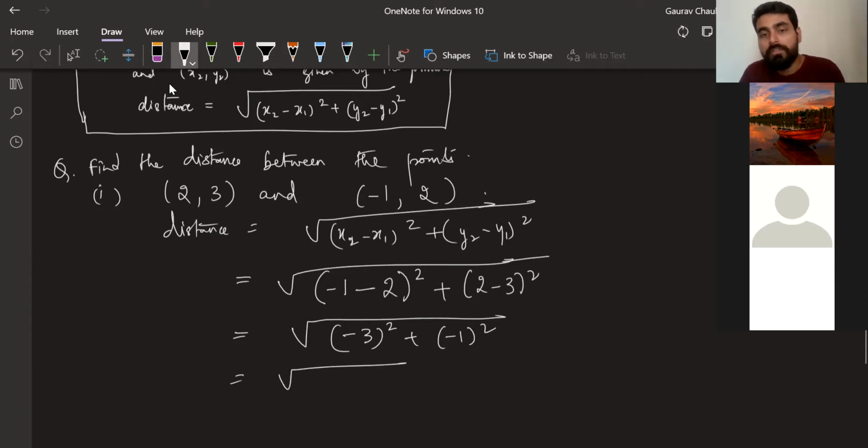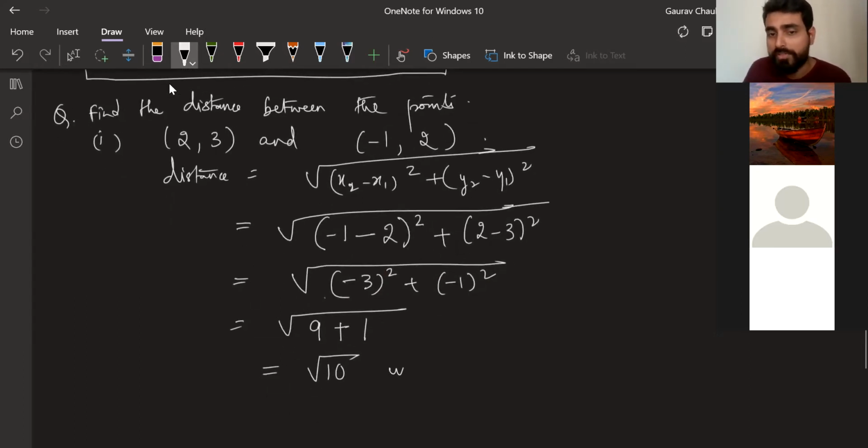That's equal to root over minus 3 whole square is 9. See, when you square a minus, it will become plus. Minus into minus is plus. So this became 9. And this became minus 1 whole square. Again, minus whole square is plus. So plus plus only. 1 square is 1. So that gives you root over 10. You can stop here. Okay, you don't have to find root 10. Root 10 units.